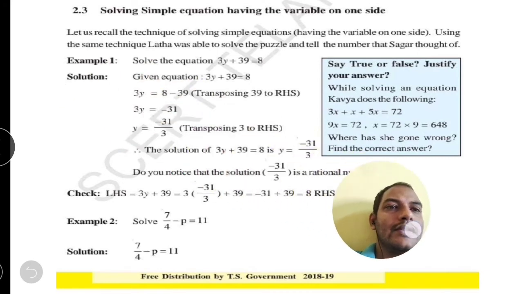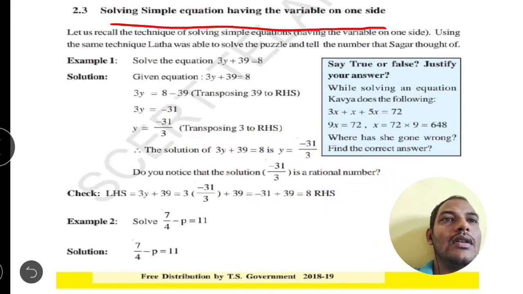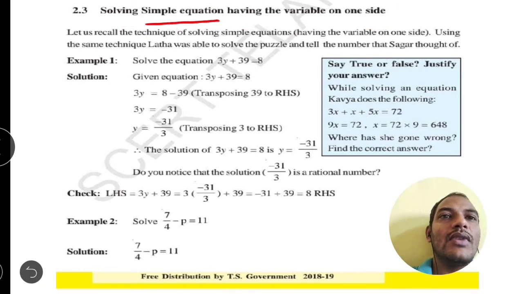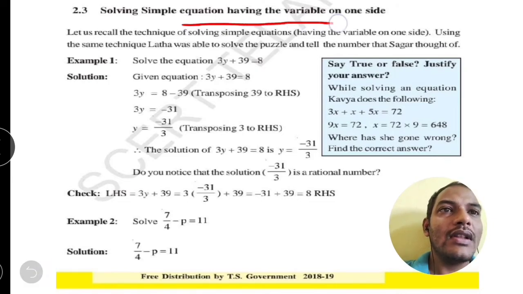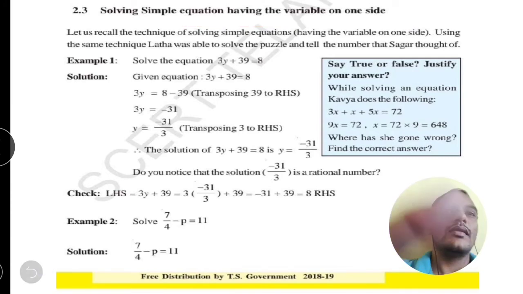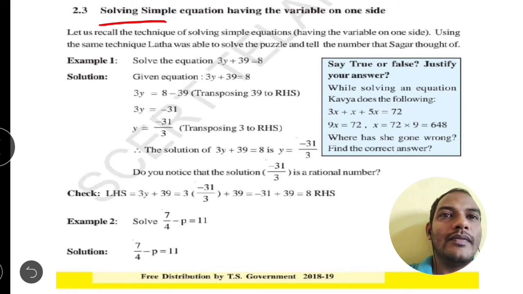The next topic is solving simple equations having the variables on one side. What is a simple equation? A linear equation in one variable is called a simple equation. So for a simple equation having the variable on one side, how do we solve it? What is the meaning of solving? Finding the variable value. That is called solving a simple equation. So observe example 1. Solving the equation 3y plus 39 equals 8.